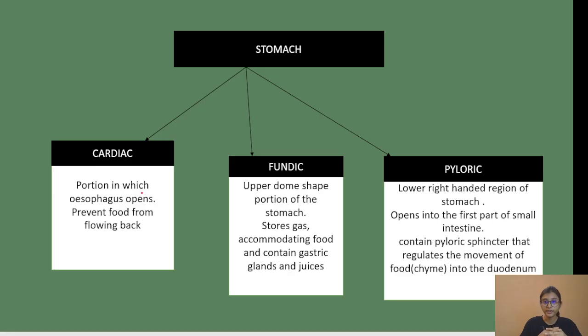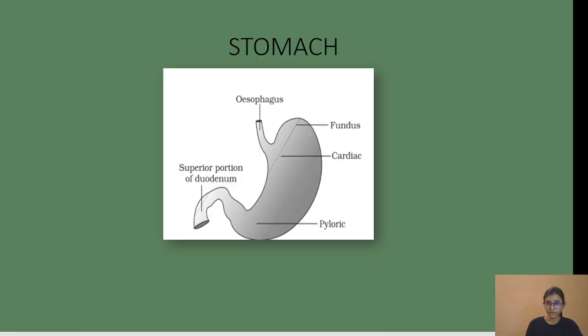Then fundic is what? The upper dome-shaped portion of the stomach that stores gas, accommodates food and contains gastric glands and juices. So the fundic region is the dome-shaped area here, if you see.